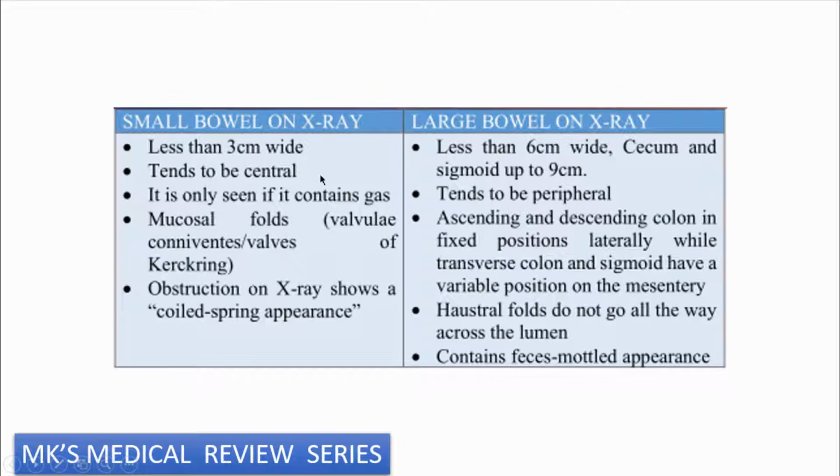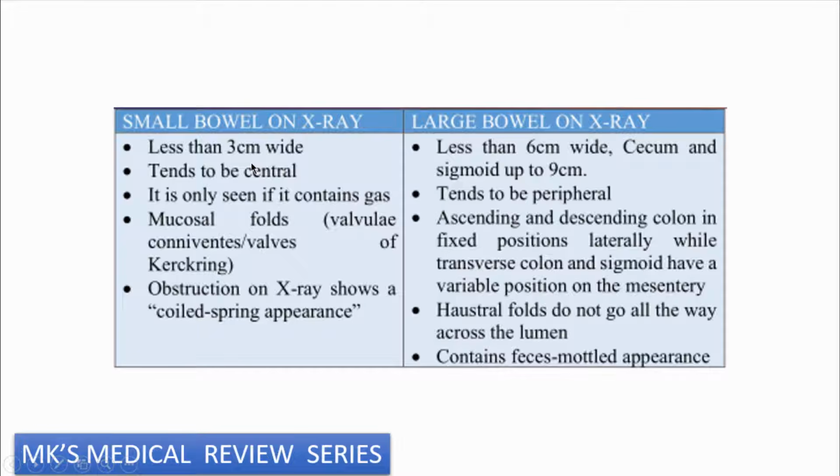So how do we distinguish small bowel from large bowel on x-ray? Small bowel is usually less than 3 centimeters wide. Large bowel is less than 6 centimeters wide. The cecum and the sigmoid could be up to even 9 centimeters. So you refer to this as the 3-6-9 rule. Small bowel less than 3 centimeters, large bowel less than 6 centimeters, but the cecum and the sigmoid can go up to 9 centimeters. Small bowel tends to be central. Large bowel tends to be in the periphery.